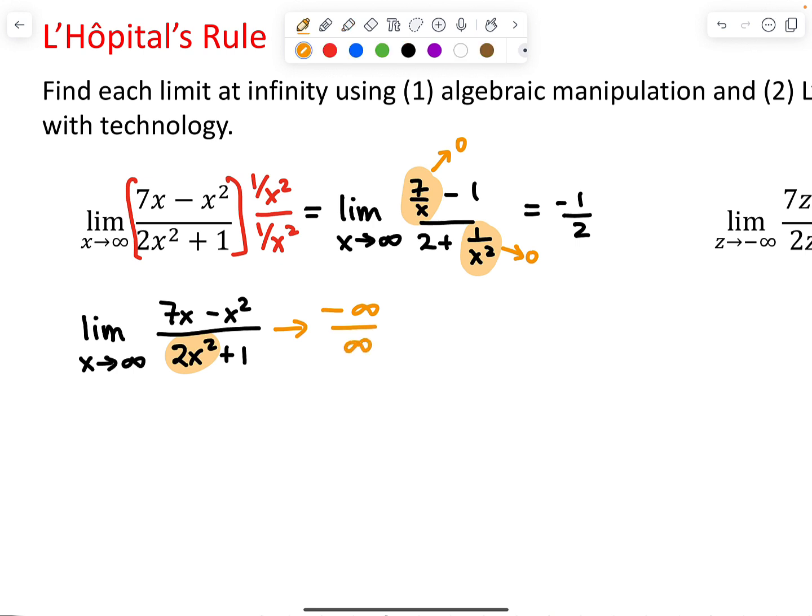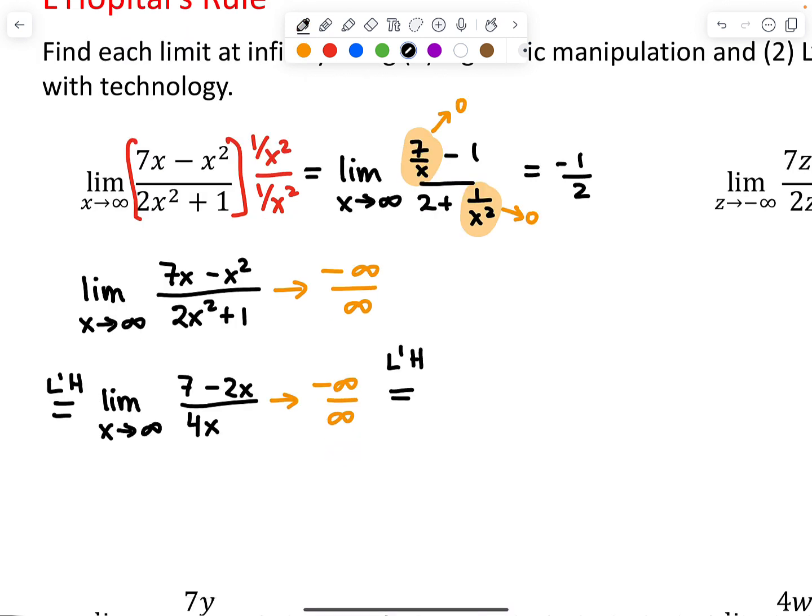Well, any form of plus or minus infinity over plus or minus infinity is still a quotient indeterminate that is a trigger for L'Hopital's rule. We're going to differentiate the numerator, 7 minus 2x, and differentiate the denominator, 4x, and reassess. Well, this still approaches negative infinity over infinity. So we use L'Hopital's rule one more time. The derivative of 7 minus 2x is negative 2, and the derivative of 4x is 4. Now we have a constant, confirming that we get negative 1/2 as our limit.